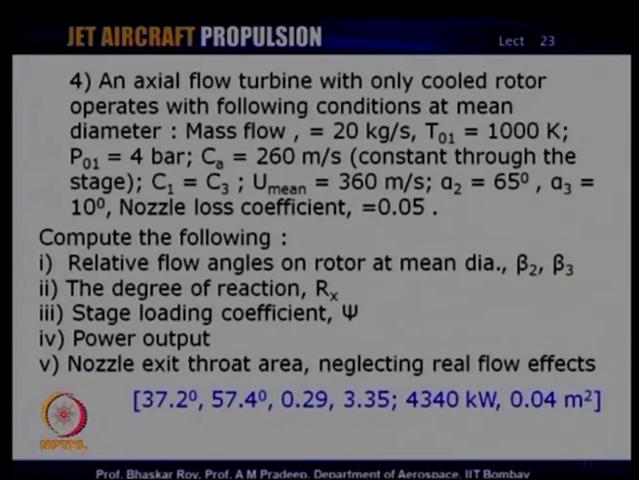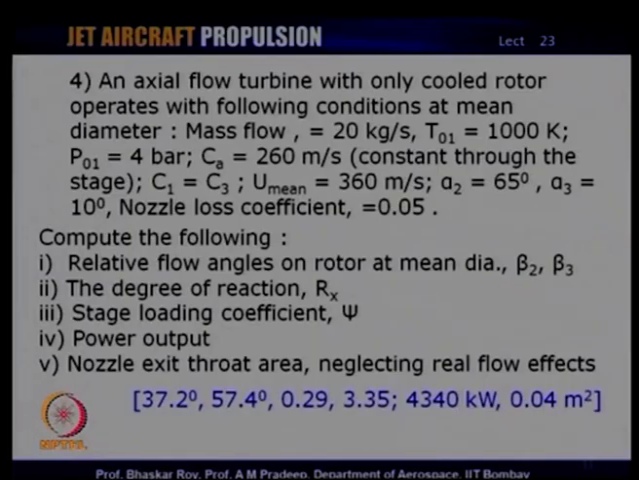That means, you assume that it is an isentropic ideal flow and you can still find the nozzle exit throat area. And if you adopt all these prescriptions, the answers that you would be getting are the relative flow angles would be 37.2 degrees and 57.4 degrees respectively. The degree of reaction would be 0.29. The stage loading coefficient would be a very good 3.35. Power output correspondingly would be 43.40 kilowatts and the nozzle exit throat area would be 0.04 meters per square.